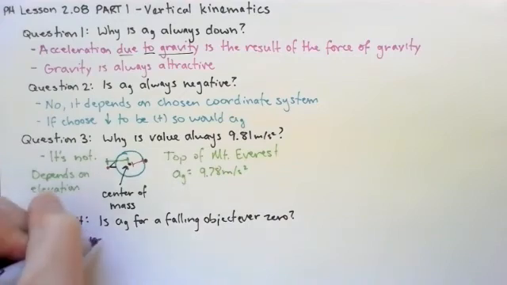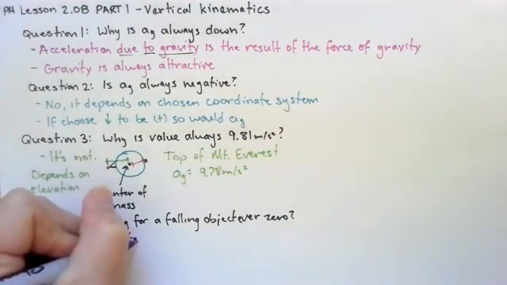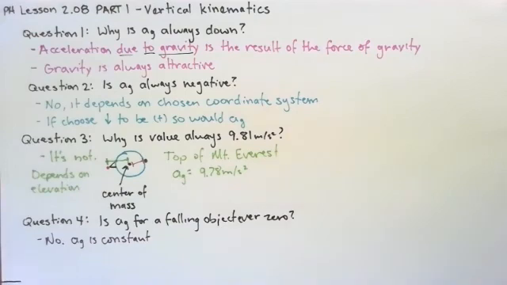AG is constant. And this is why if you put a feather and a bouncy ball in a vacuum chamber and you remove the air so that you remove air resistance, you drop those two objects, they will fall at the exact same changing velocities and they'll hit at the same time, because acceleration due to gravity is always, in our case at sea level, 9.81 meters per second squared down.